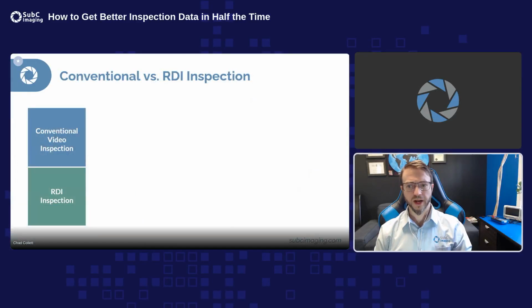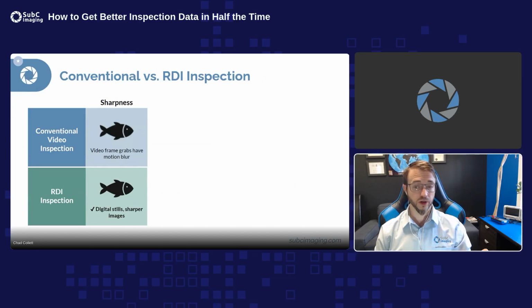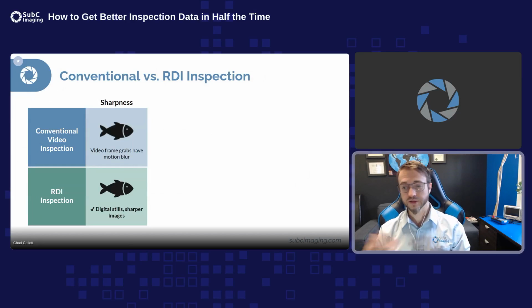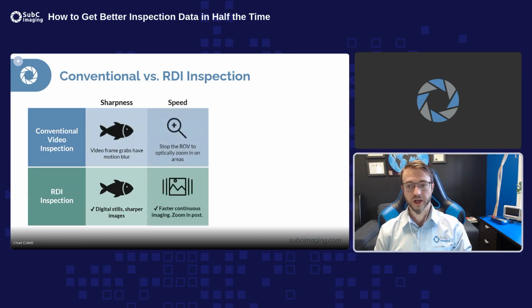So when compared with conventional video inspections, RayFin Rapid Digital Imaging, or RDI, has some advantages. Number one is motion blur. As you're taking video, it tends to be running at 30 or 60 frames per second, which correlates to 16 or 32 milliseconds for an exposure. For a digital still, you're usually at 1 to 5 milliseconds, so it's faster. The speed of an inspection also can be faster because you do not need to stop and optically zoom like you do in a traditional inspection. You can do it in parallel.